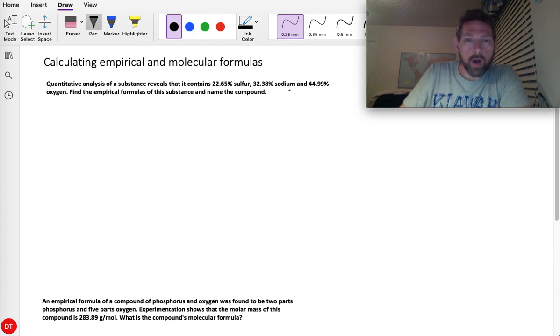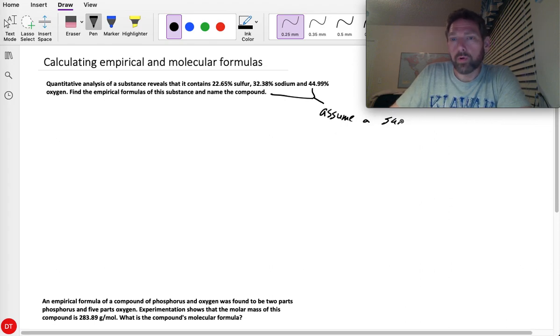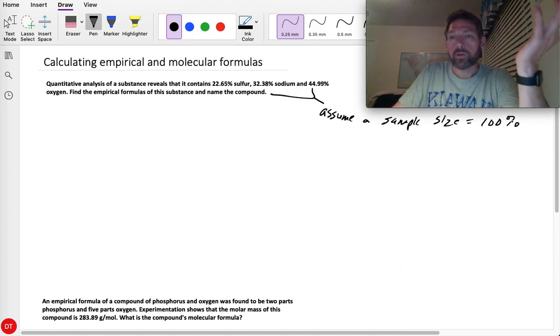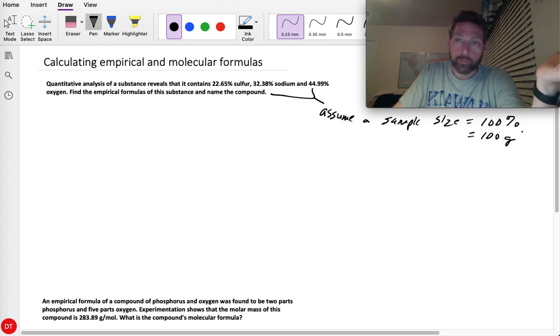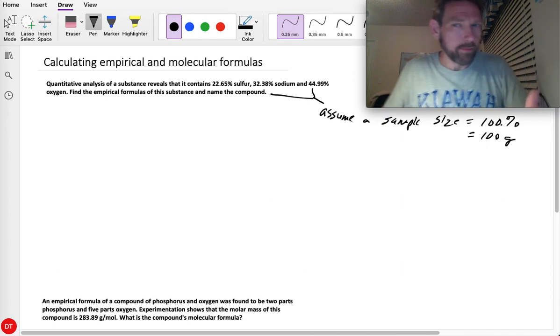So whenever you have a problem where information is given to you in this fashion, what you do is assume a sample size that equals 100%. If it equals 100%, that means you could assume a 100-gram sample. If you have a 100-gram sample and you had every single gram there, you'd have 100% of the mass, right? So mathematically, this makes sense.